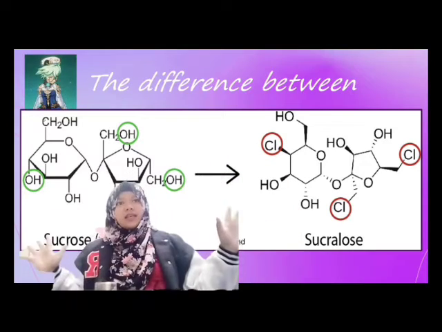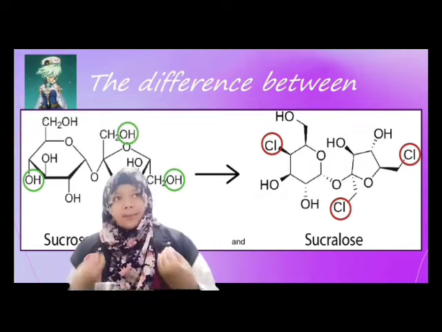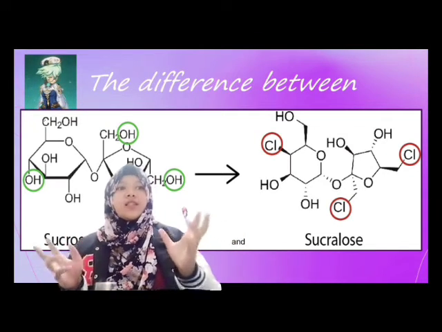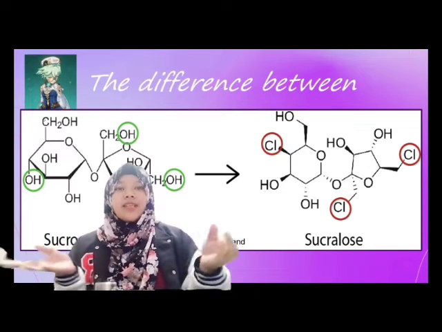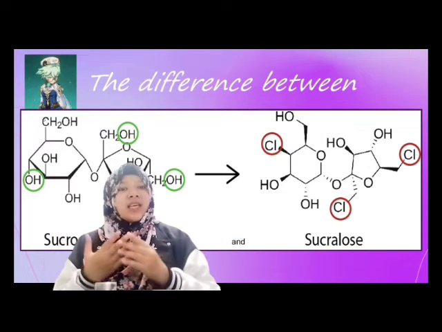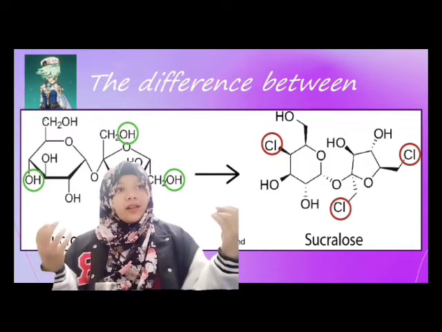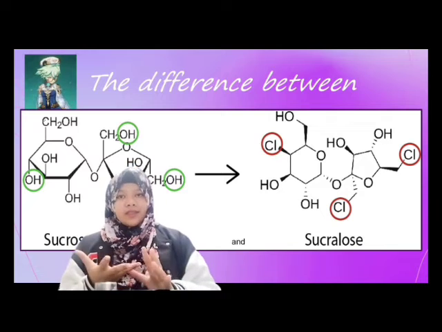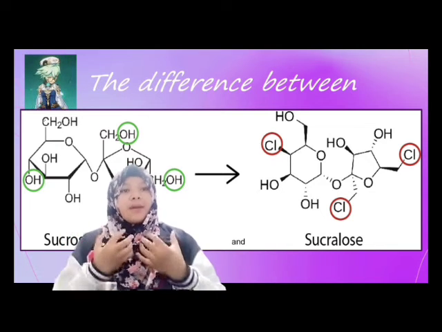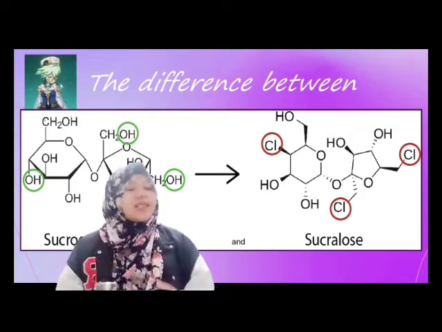This is the chemical structure of sucrose and sucralose. We're trying to compare what makes sucralose different from sucrose, which as you can see, the only difference is they replace the hydroxyl groups with chlorine, which is surprisingly not that much of a difference, but it can improve the elements and the usage of sucrose much better than as it is.